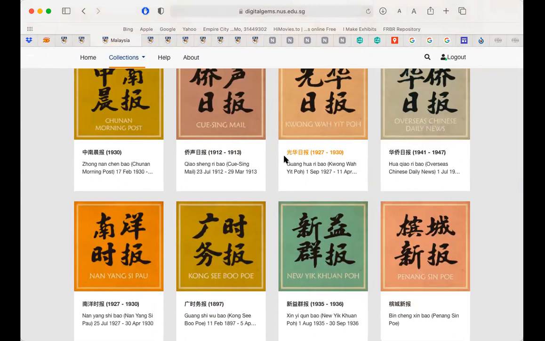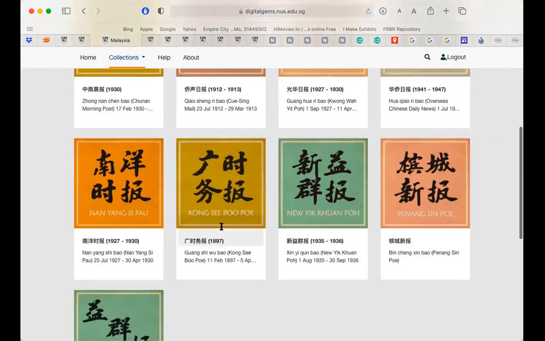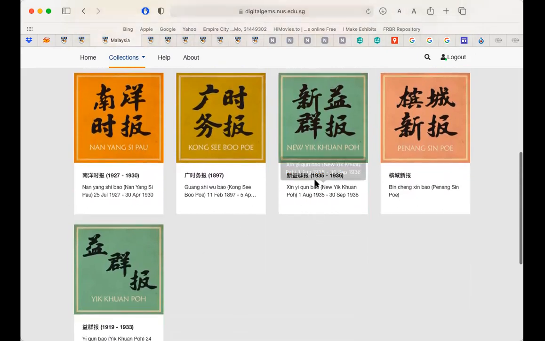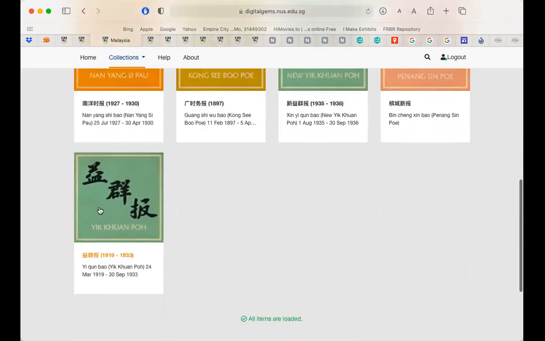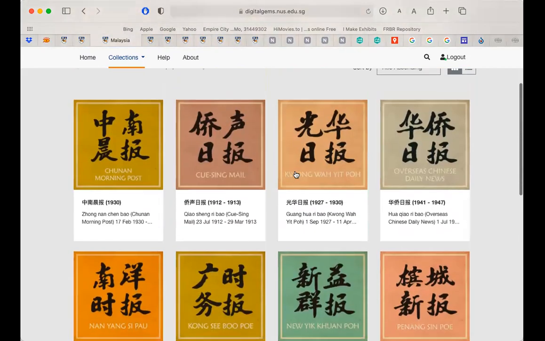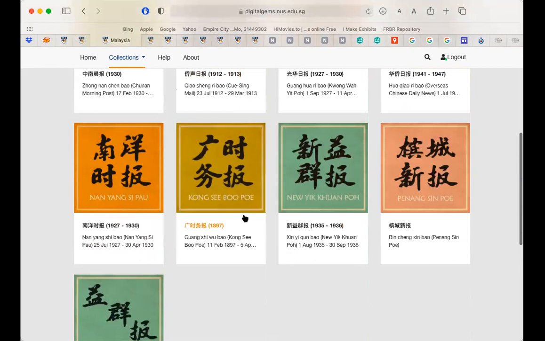There are a few things that I want you to consider. The first is the Chiao Seng Bao. The second is Guangshi Wu Bao. The third is Xing Yi Guan Bao, Yi Qun Bao. And the fourth one is also the Yi Qun Bao. These are the Kuala Lumpur newspapers, and as you can tell, this is from the late 19th century.